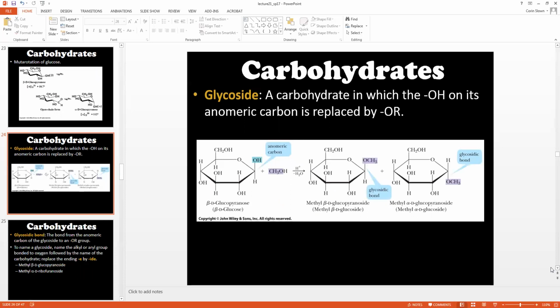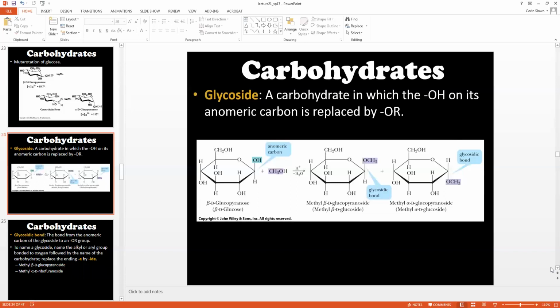When we think about the formation of hemiacetals, we're talking about the formation of an anomer. But if we go on to form the full acetal, then that's going to be a glycoside. A glycoside is a carbohydrate in which the OH on the anomeric carbon is replaced by the OR. So again, I'm going from a hemiacetal to an acetal at the anomeric position.